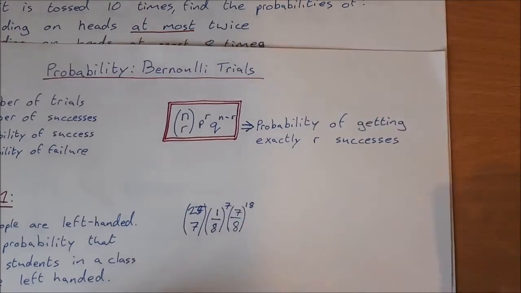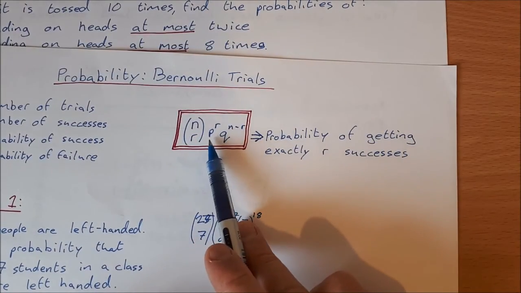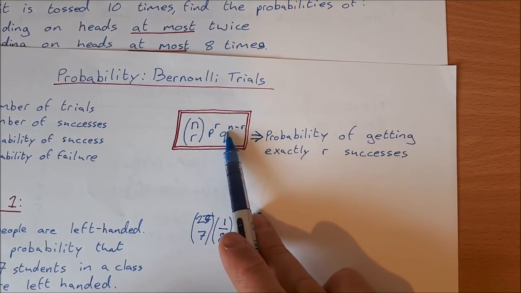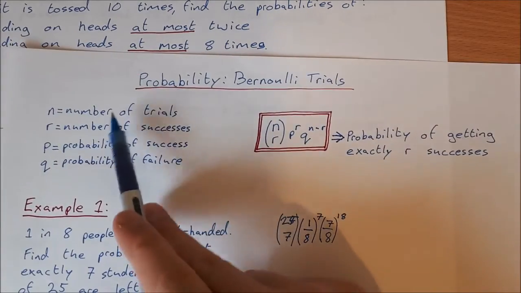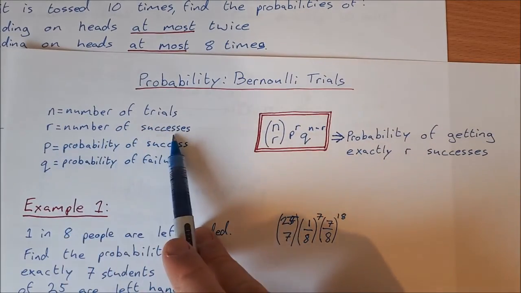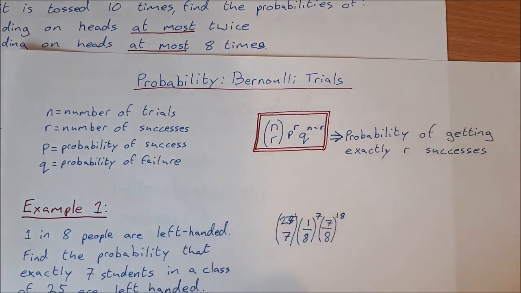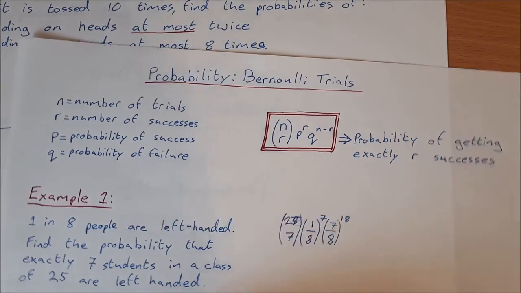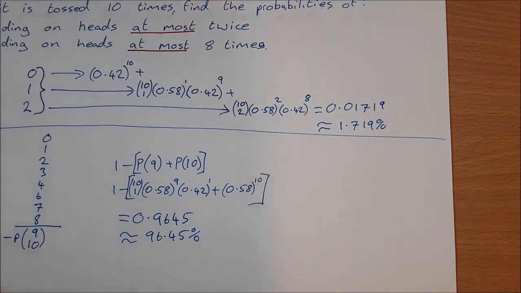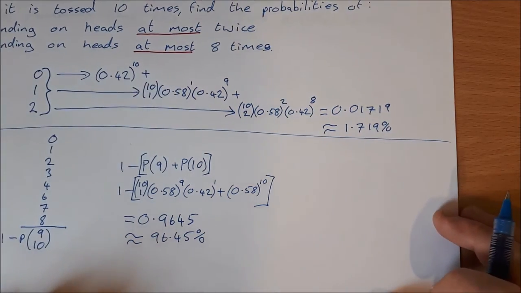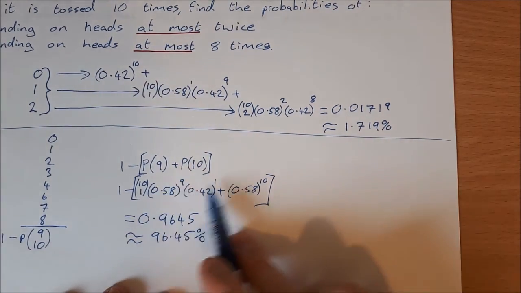Now remember that all of these questions can be taken back to the formula for Bernoulli trials, which is this formula here: n choose r times p to the power of r times q to the power of n minus r, where n is the number of trials, r is the number of successes, p is the probability of success, and q is the probability of failure. I prefer to do these questions without using the formula, and you build up the formula like this.